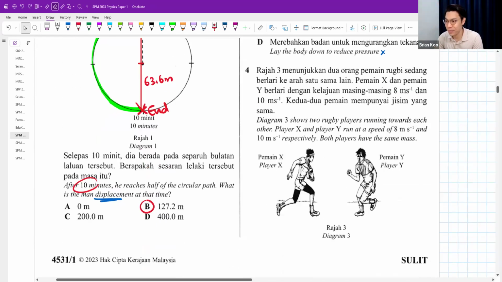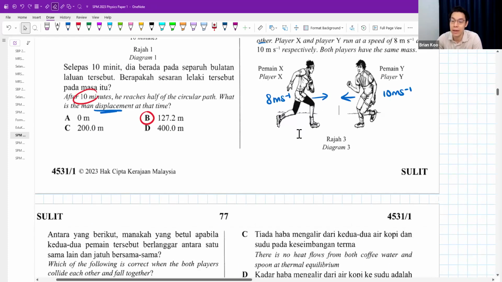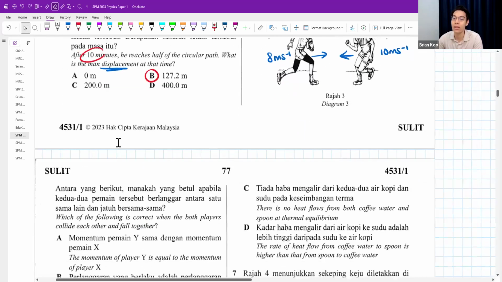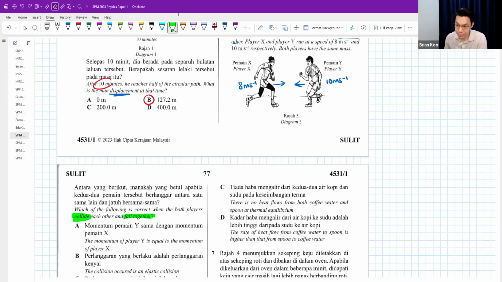Question 4. Diagram 3 shows two rugby players running towards each other. Player X and Y run at a speed of 8 meter per second and 10 meter per second, respectively. They're running towards each other. Both players have the same mass. Which of the following is correct when both players collide with each other and fall together? They will collide and then they will fall together.